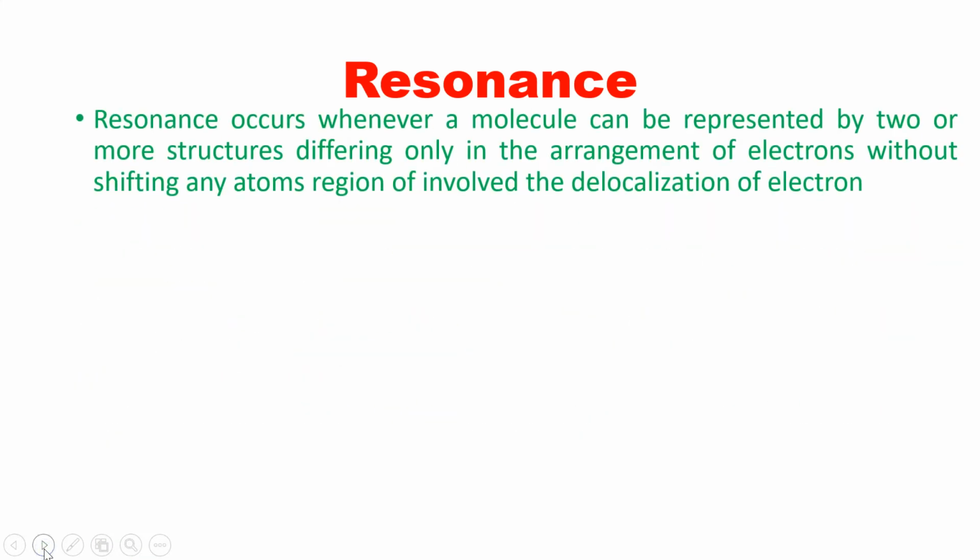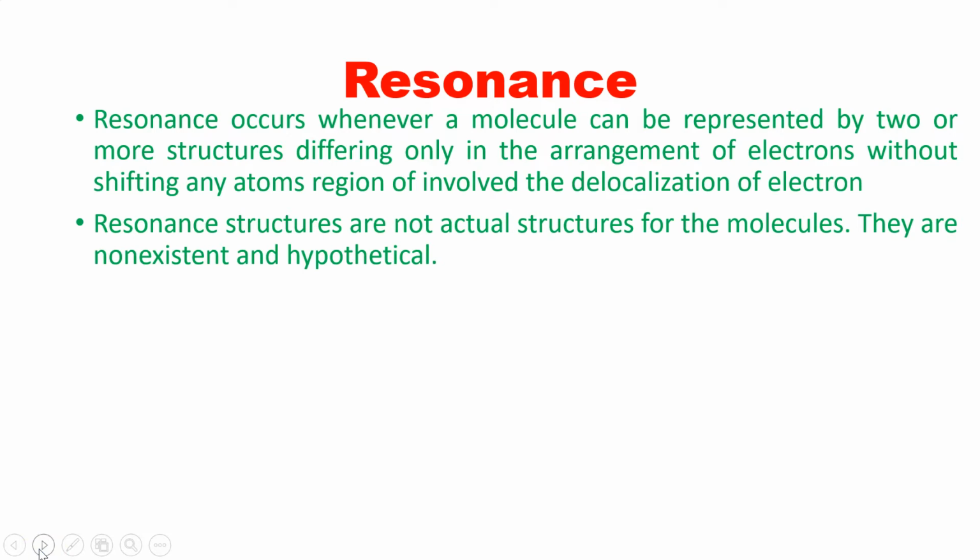So the word resonance, simply, means there are more structures of the same molecule. Resonance occurs when a molecule can be represented by two or more structures differing only in the arrangement of electrons without shifting any atoms in the region involved. This is the delocalization of an electron. What is that delocalization? We will understand.